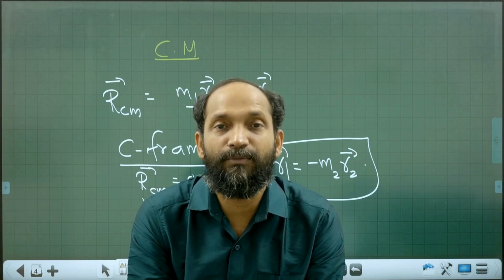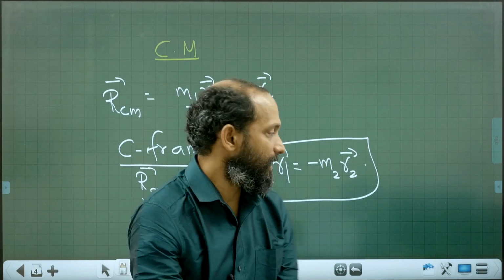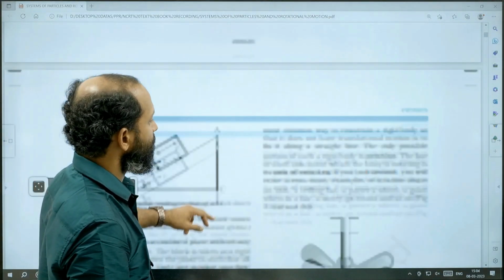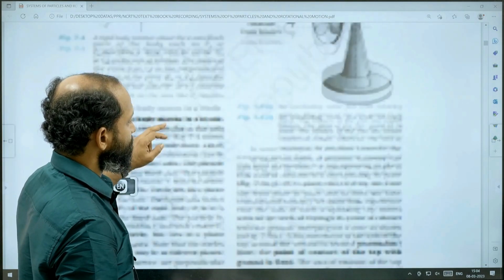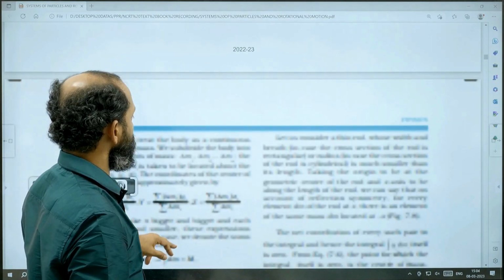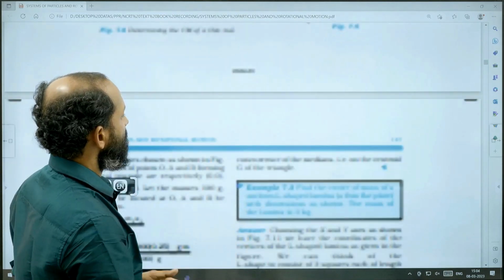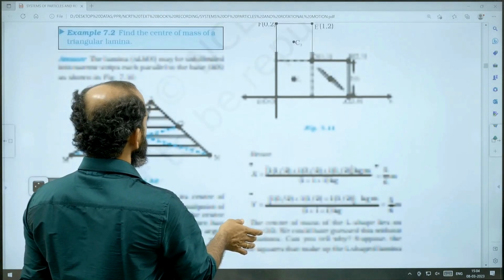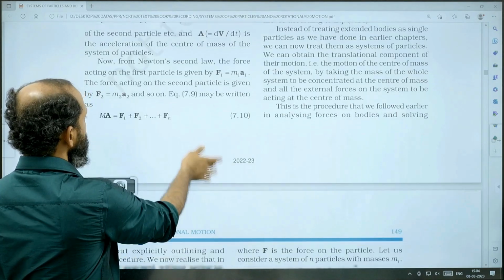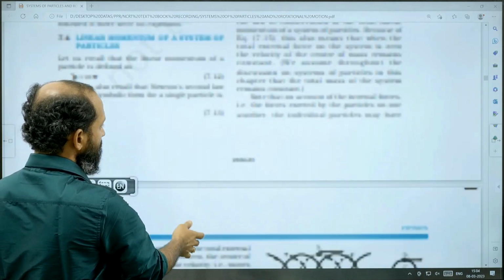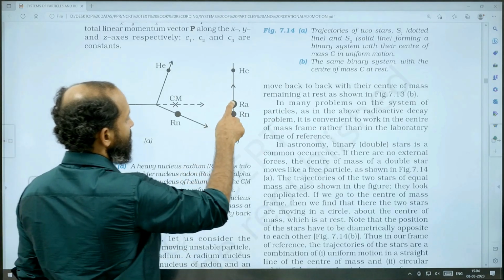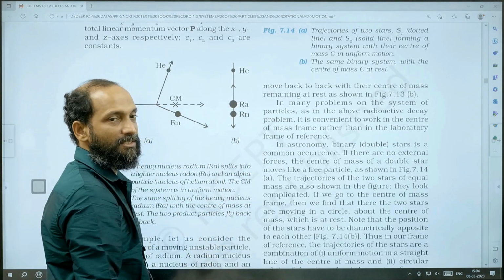During radioactive decay, one example is mentioned here in our textbook. Radium decays into radon and an alpha particle. Radium, which is highly radioactively unstable, undergoes radioactive disintegration and becomes radon as well as an alpha particle. Radium disintegrates into radon and alpha particle. An alpha particle is a helium nucleus.